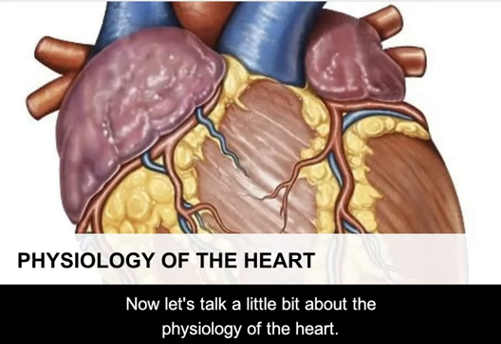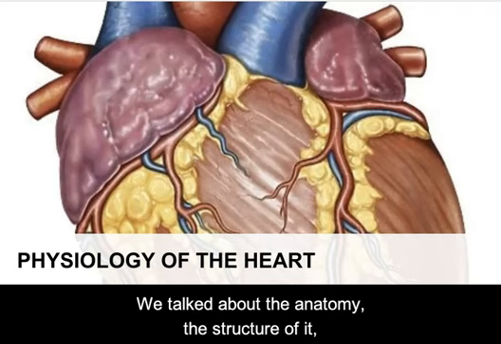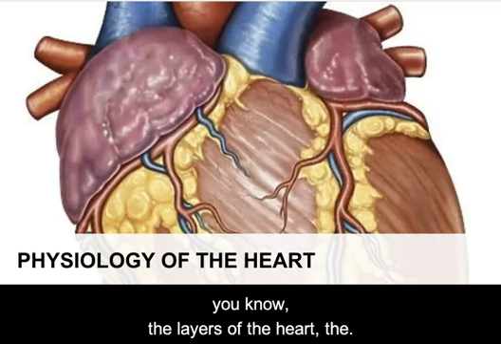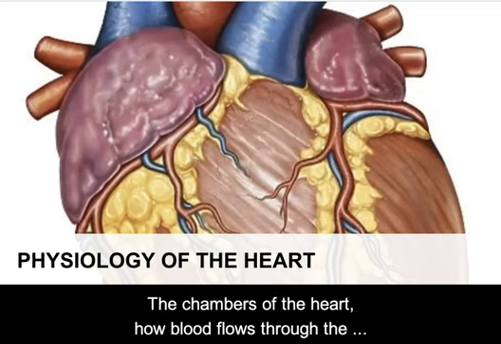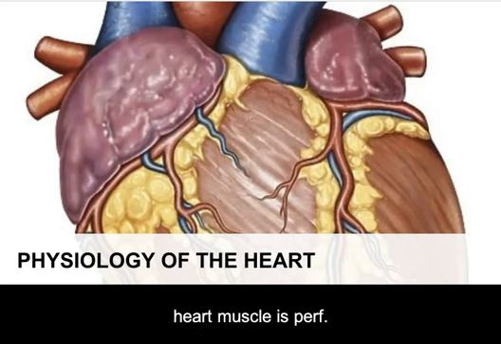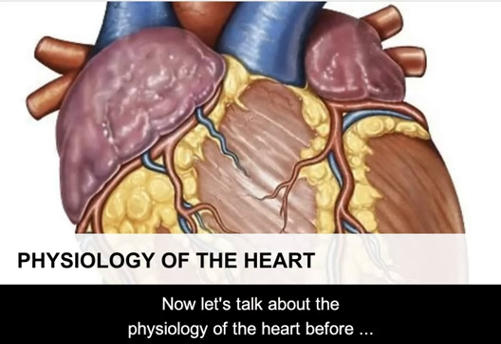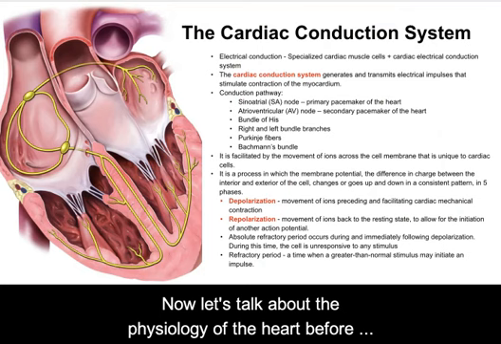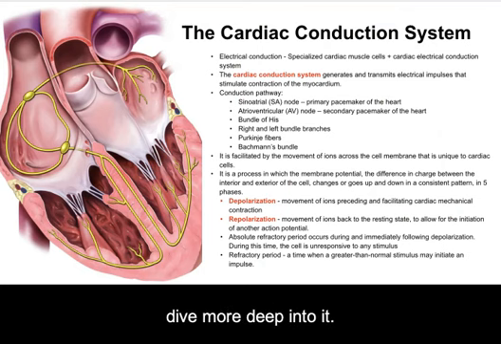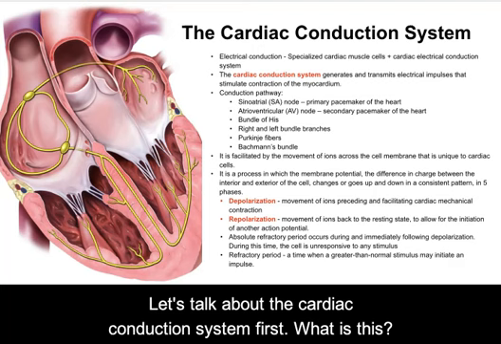Now let's talk a little bit about the physiology of the heart. We talked about the anatomy, the structure of it, where it lives, the layers of the heart, the chambers of the heart, how blood flows through the heart, and how the heart muscle is perfused. Now let's talk about the physiology of the heart. Before we dive more deeply into it, let's talk about the cardiac conduction system first.